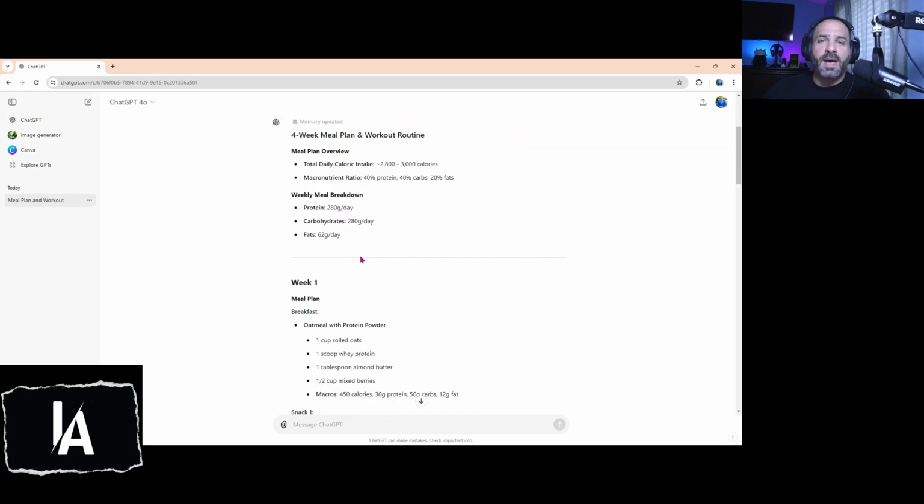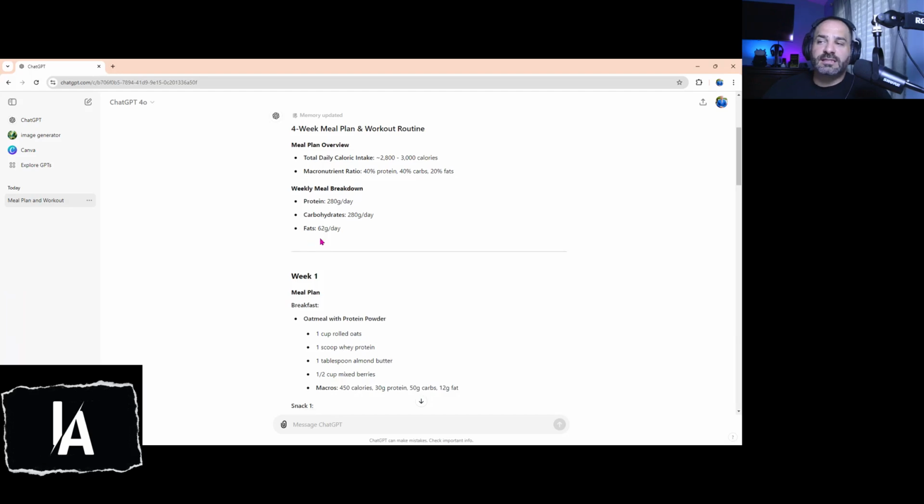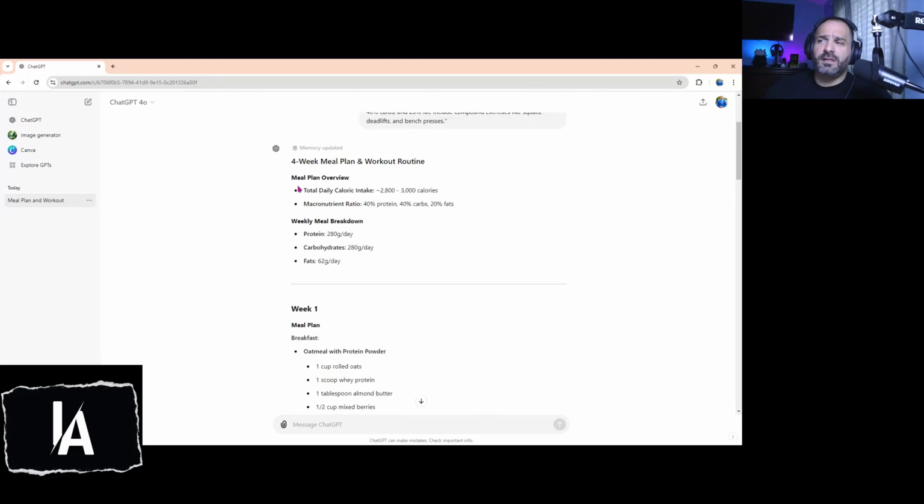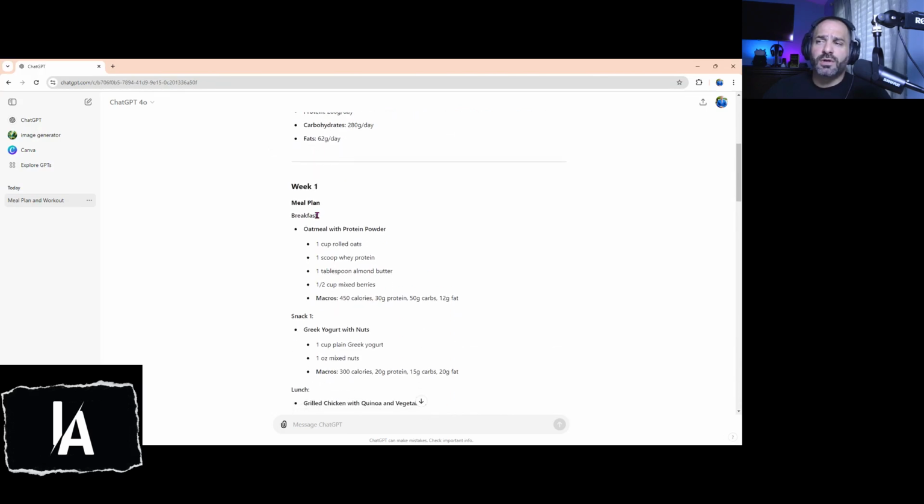For the overall macronutrient breakdown, we're going to have protein at 280 grams, plus or minus, I'd say, 20 each side, so 260 to 300. You're not going to go wrong with that. Carbohydrates, we're going at 280, again plus or minus 20 each way. And 62 grams for your fats. You're not going to want to go below that. You can tweak that and go above it, but you don't want to go below it, and just make sure they're healthy fats.